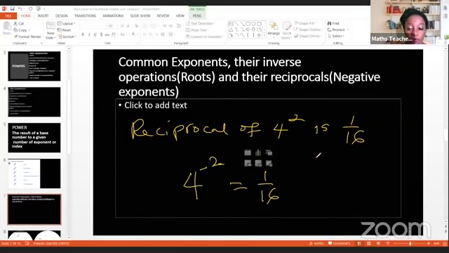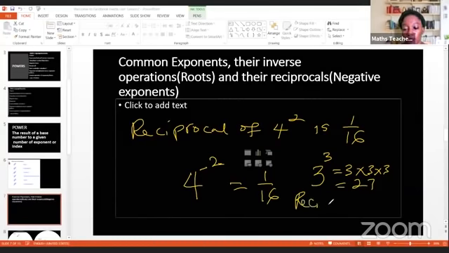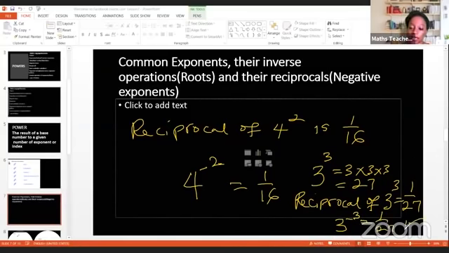We're going to do one more example. If I write 3 cubed, and I know this is 3 times 3 times 3, which is 27, the reciprocal of 3 cubed is 1 over 27. And you know why it's that. But if I don't want to write it that way, I could just say 3 to the power negative 3 equals 1 over 27. So that's how it should be. All right, so please take that note.